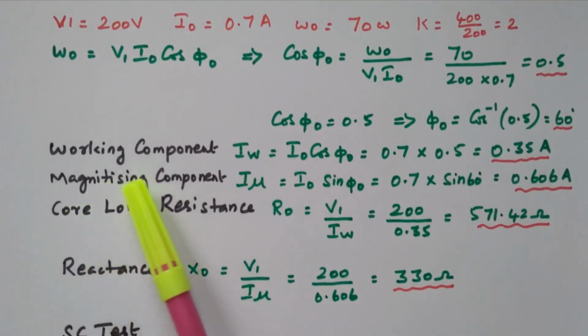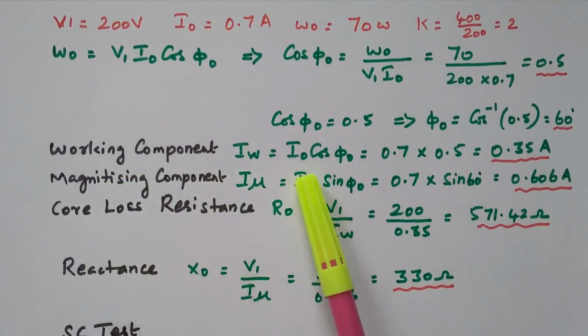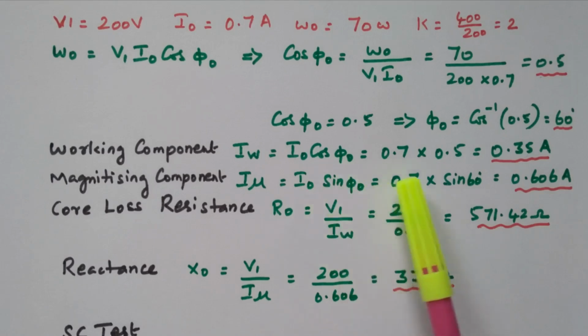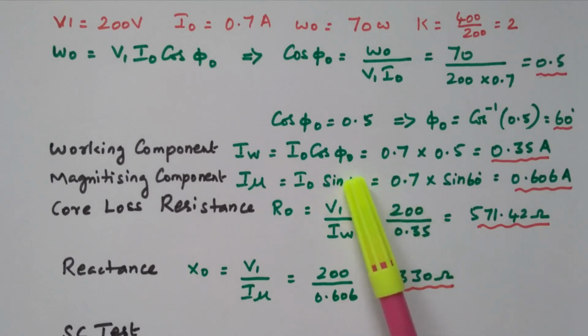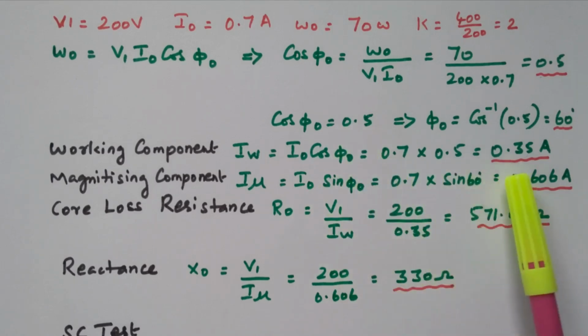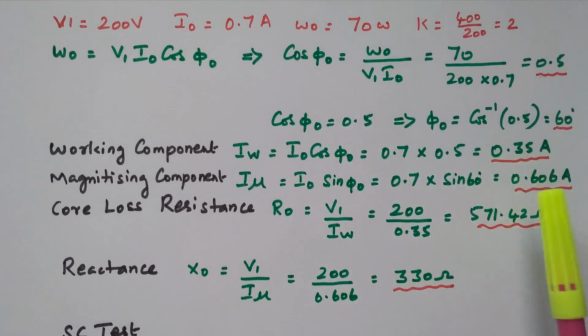The working component Iw equals I0 cos phi naught. So I0 is 0.7, cos phi naught is 0.5. So that is equal to 0.35 ampere. So the Iw is calculated.